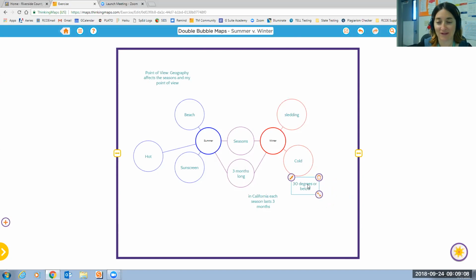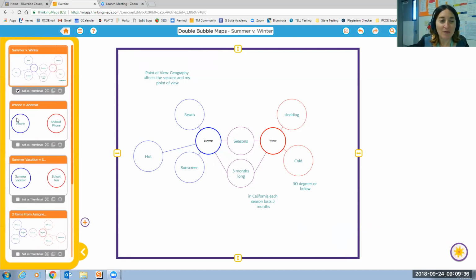There we go. Okay. So you can see that we talk about how our point of view might affect what we put on the map. And in a double bubble map, perspective is big. It's all about how I see things. So that's an important thing to put on our map. We can also make sure that we include evidence for the facts that we put on our maps as well. All right, so now that we've seen how a map is done, let's move on.